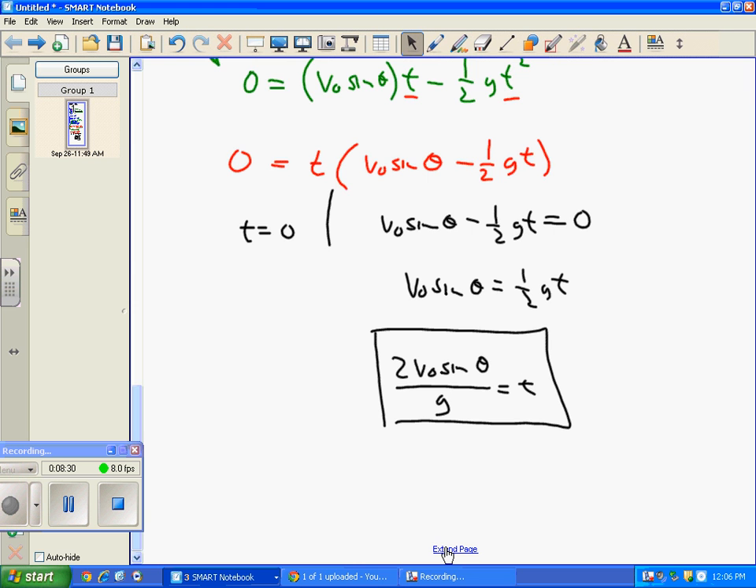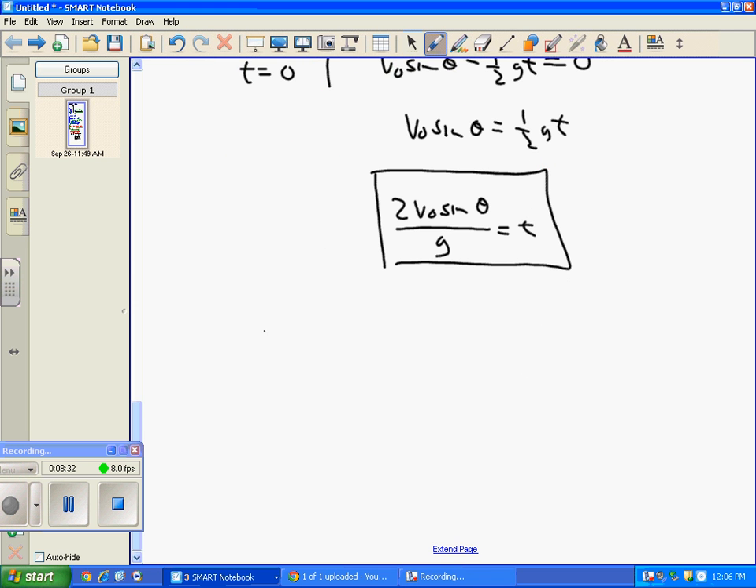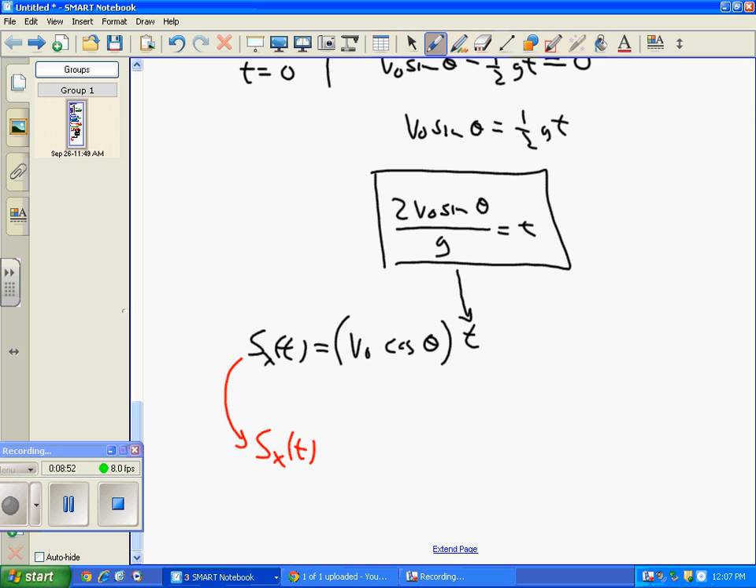So we were trying to maximize the expression for S sub x of t, which is v0 cosine theta times t. But now we know something. We know what t is. And we're just going to sub it in. And this is going to require us to have a few more realizations. So v0 cosine theta times 2 v0 sine of theta over g. And that's where t used to be.